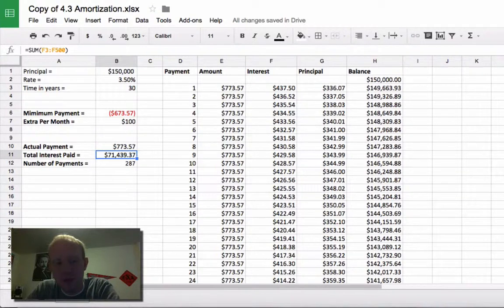Okay. Also notice the number of payments. Adding that extra $100 per month cuts our payments down to $287. Okay, or about 80 payments less than normal. Okay, you're talking maybe 5 years off your loan by adding just $100 more per month. Okay. So again, that's how you beat the bank with amortization.